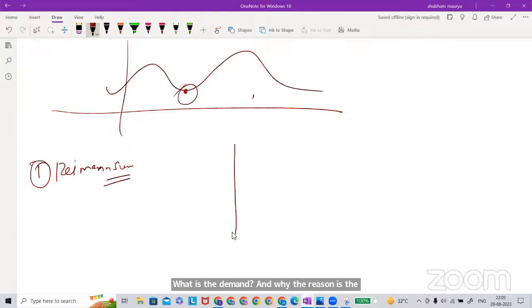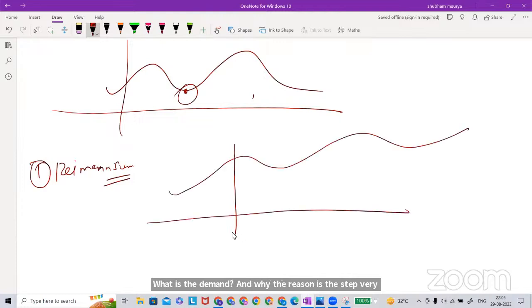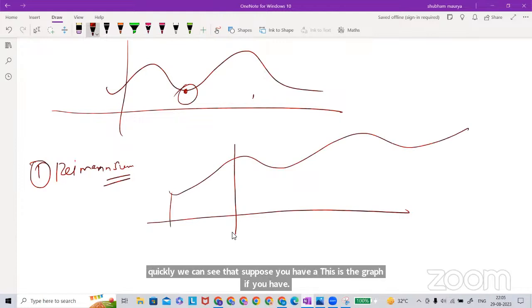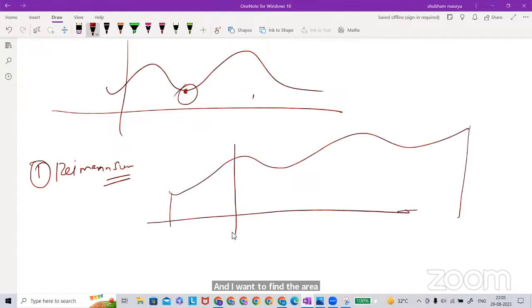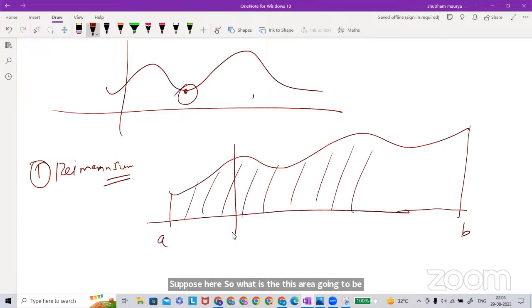Very quickly we can see that suppose you have a graph of a function. This is the graph, and I want to find the area under this curve. What is going to be the area under this curve? Suppose here is A and here is B. So what is this area going to be? I want to find that.